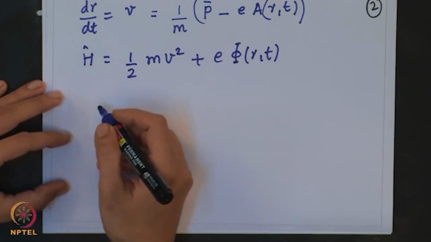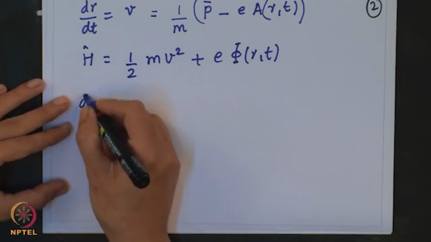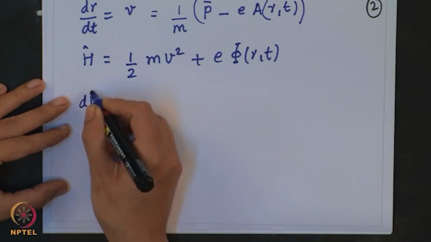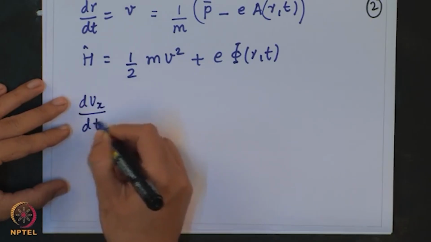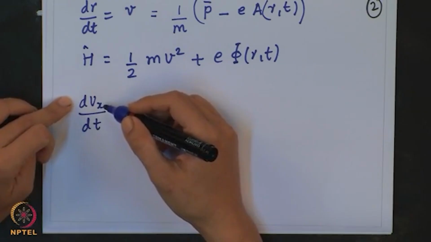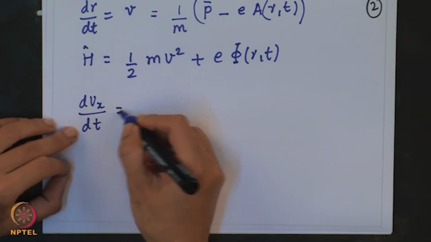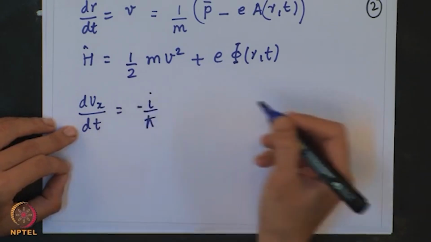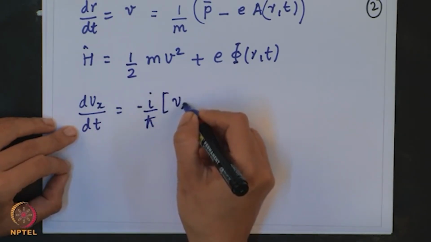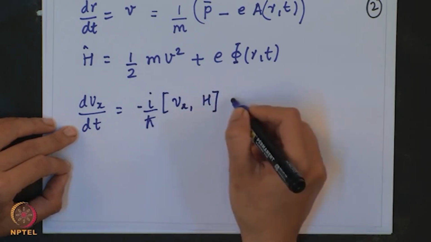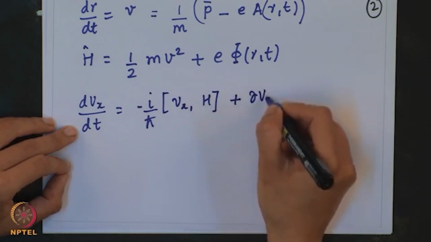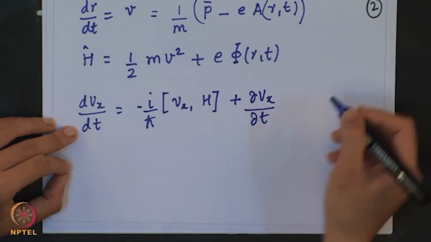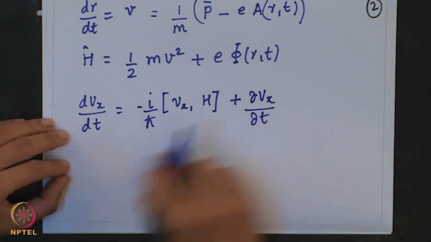So, now in order to calculate dV, let us do it for x. Now, velocity is time dependent. So, we will have this modified as minus i h cross, then I have [V_x, H] plus the partial differentiation with respect to t. So, this is what I have.